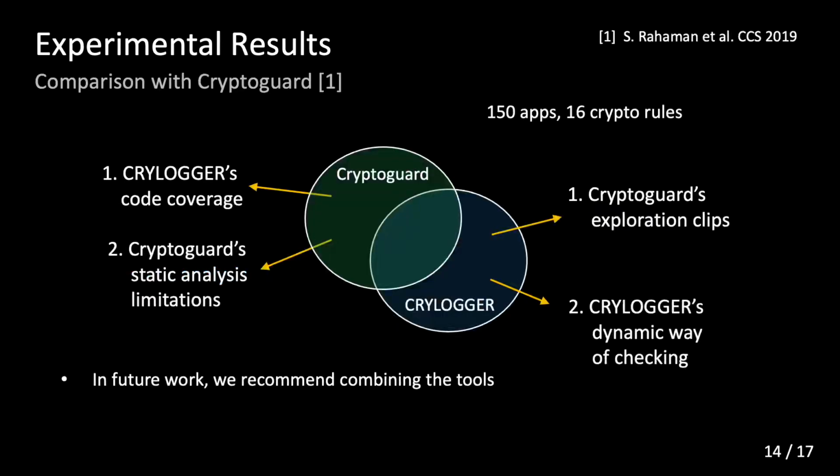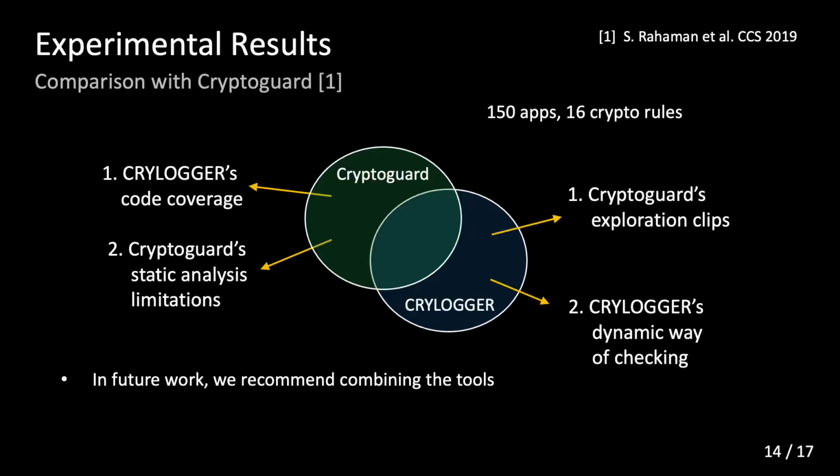We compared our approach with CryptoGuard, a state-of-the-art static tool for automatic detection of cryptographic misuses. We observed that static tools and dynamic tools can complement each other. Static tools are great for analyzing a large number of applications, but they can report false positives because they analyze parts of the code that might never be executed. In addition, they can produce false negatives, as in some cases, they clip the explorations to reduce the execution time.